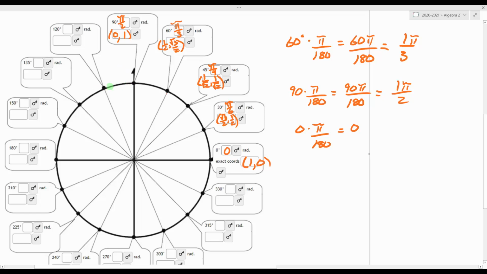All right, so one of the things that you want to notice here is that these 2 points have the same height. This one here at 120 has the same height as this one here at 60 degrees, which means the y coordinates must be the same, right? So if this has a height of root 3 over 2 for the y coordinate, that means this one's going to have a height of root 3 over 2 for the y coordinate.